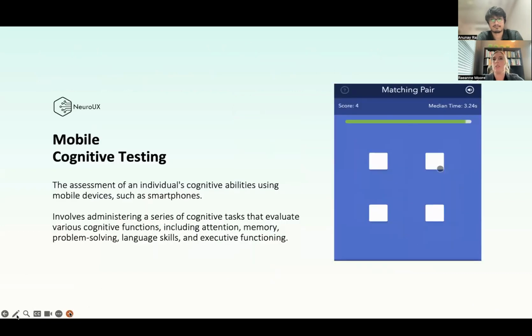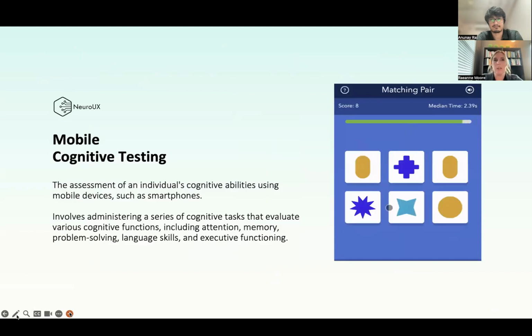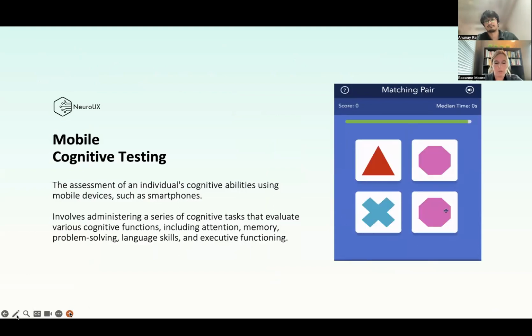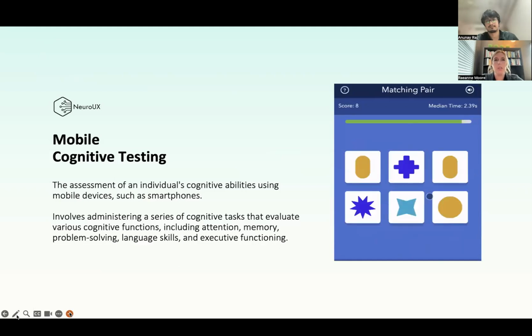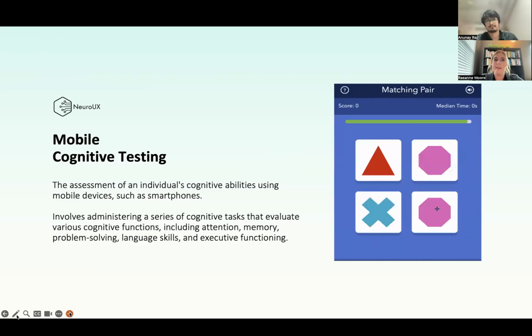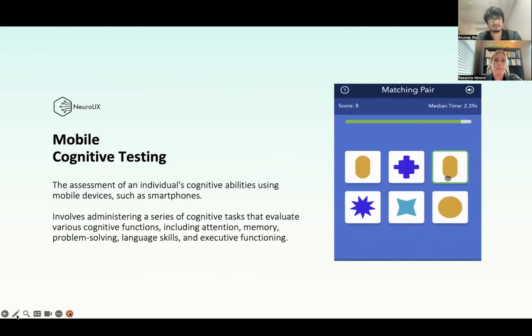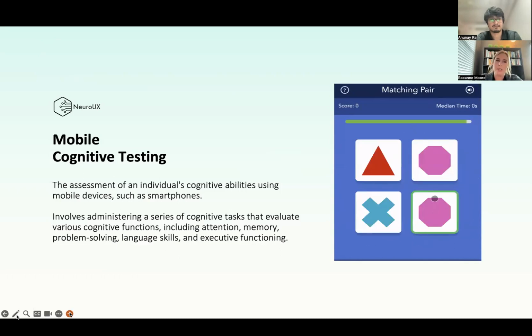So that was just an example of using EMA in clinical research. And now I'm going to switch over to talking about mobile cognitive testing. So mobile cognitive testing are tests of an individual's cognitive abilities using mobile devices. When I refer to mobile cognitive testing, I refer to it as on smartphone devices.